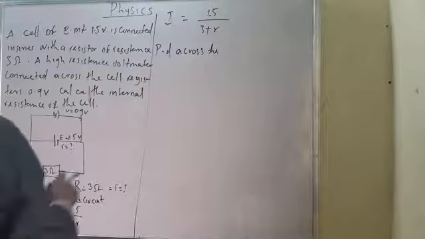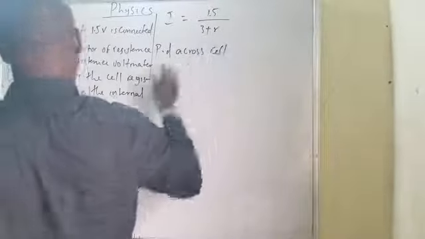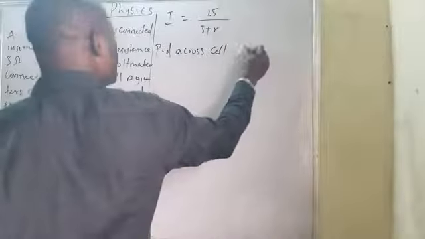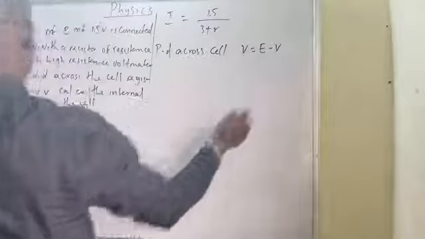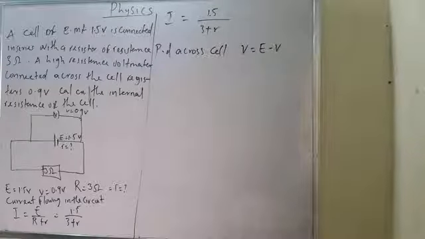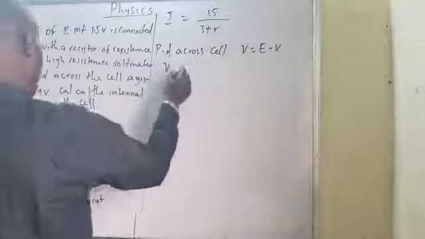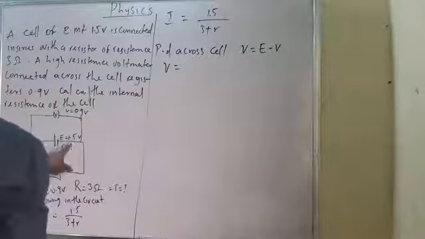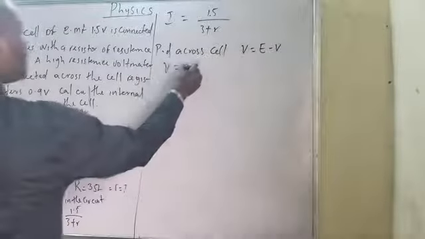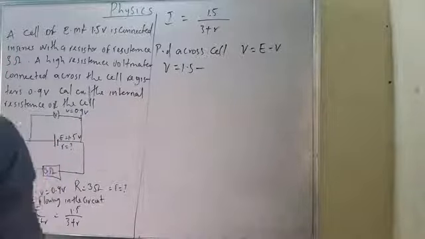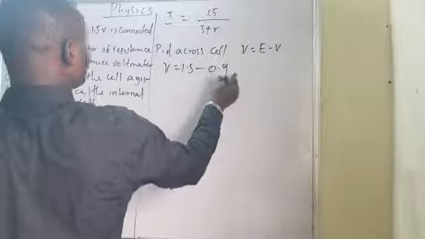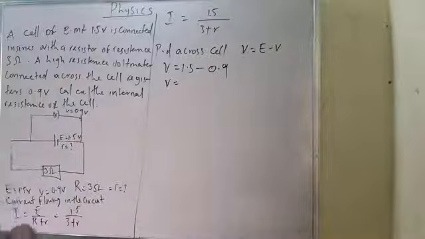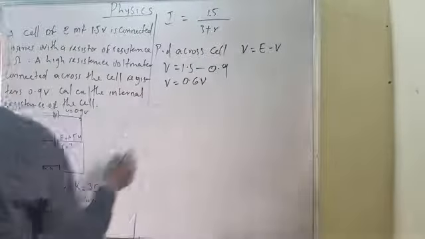Now I will move on to the potential difference across the cell. Across the cell, which is my V, will be equal to E minus I r. Now, we all know what our V is saying. It means I'll be having V equals E, which is 1.5, minus 0.9, which I'll have as 0.6 volts.